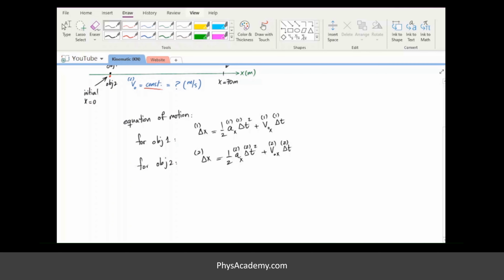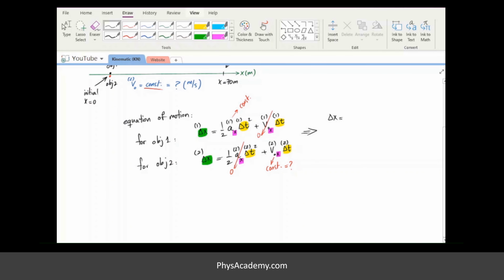Remember, other than delta t, everything else here is marked with subscript x. Alright, delta t and delta x are the same for both objects. The initial velocity of object 1 is 0. The acceleration of object 2 is 0 because its velocity is constant and doesn't change. And we're trying to find the velocity of object 2. So let me mark it here again. The acceleration of object 1 is constant too. Since this is a one-dimensional case, I will leave the x subscripts off for the rest of part A.